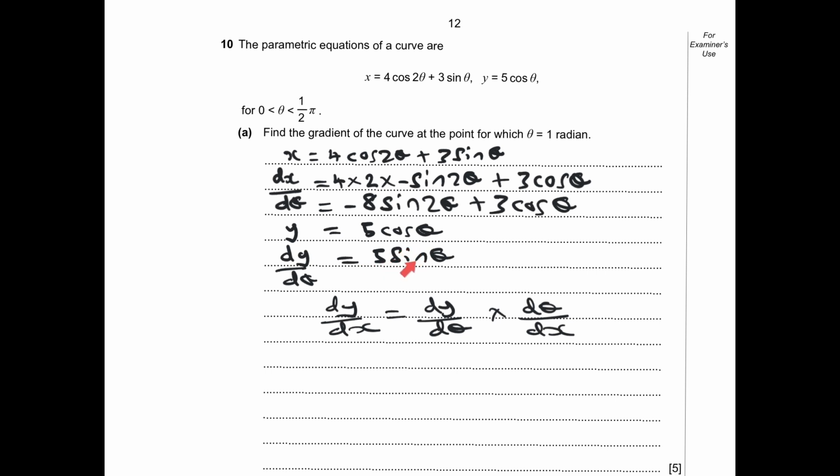This is my dy d theta, and that's my dx d theta. So my dy d theta is 5 sine theta multiplied by d theta dx. Okay, so that's the reciprocal of this one here. So we're talking here of 1 over negative 8 sine 2 theta plus 3 cos theta.